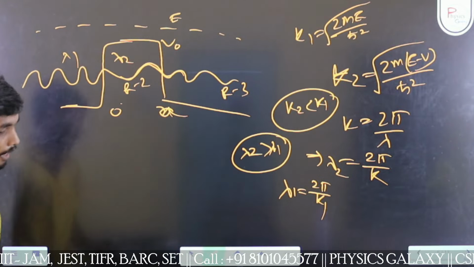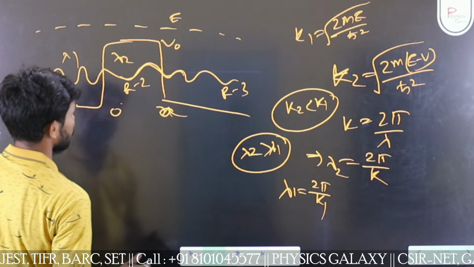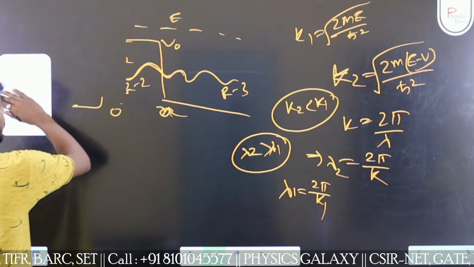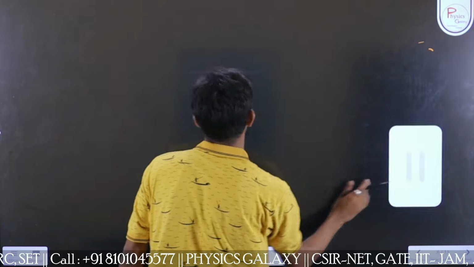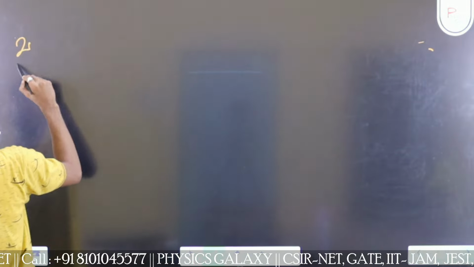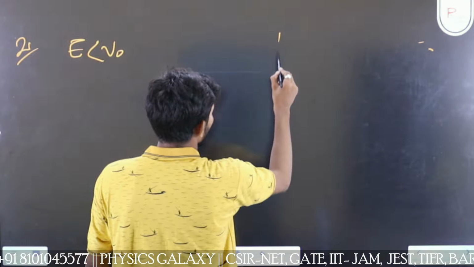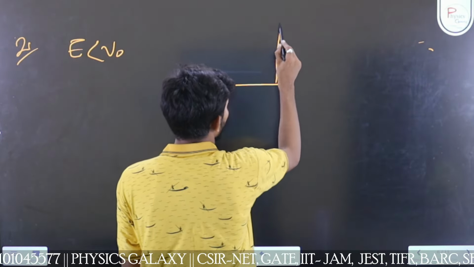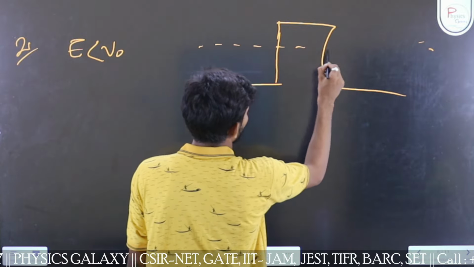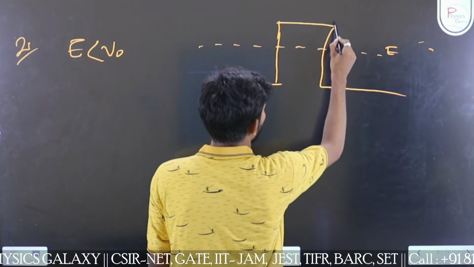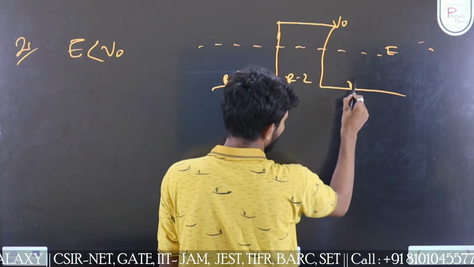Okay, and then they asked, for the case E less than V naught, what will be the nature of the wave function in each region? This is the energy level and this is the potential: region 1, region 2 and region 3.